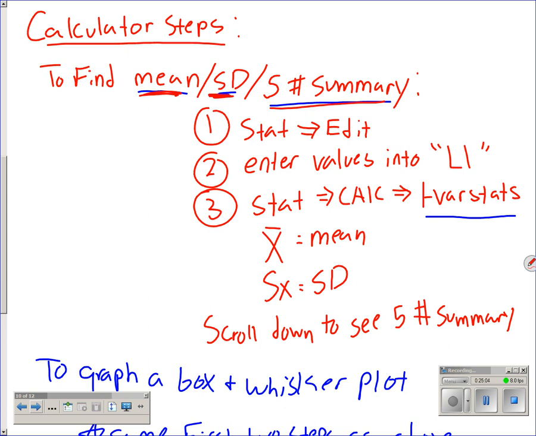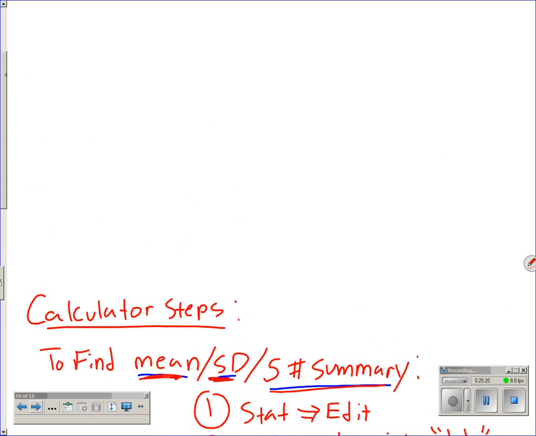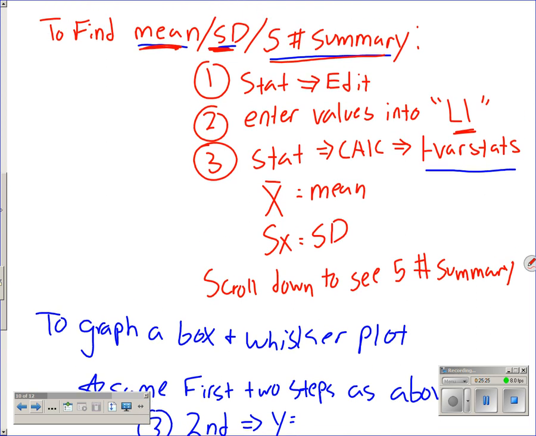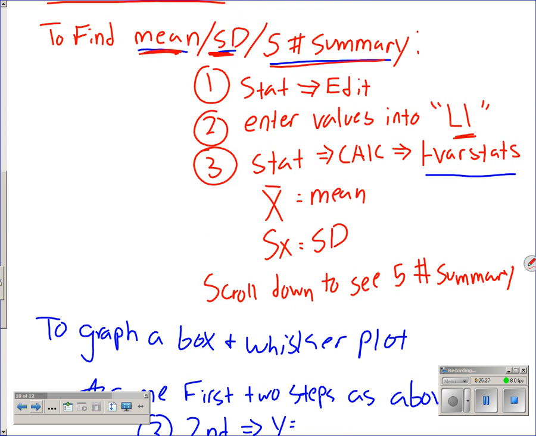Number 1, you go to Stat, over to Edit. And then number 2, you're going to enter your values into L1. Are we familiar with putting values into L1? You feel okay about that? You do not have to put them in order. You can type them in exactly how they're shown in the problem, so don't worry about ordering. Okay. So you do that, and then step 3, that's just where you can find the information. It says to go to Stat, over to Calc, and then go to, in the blue here, 1 variable stats, 1-Var Stats. It's the first one on the screen for Calc.